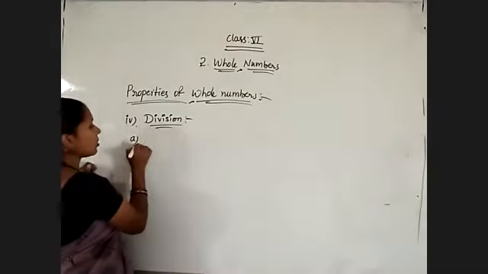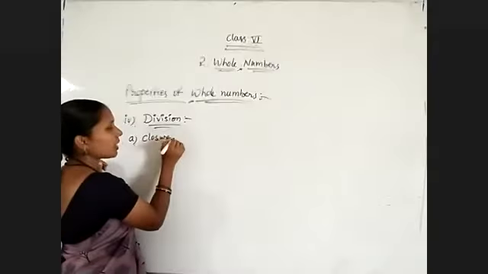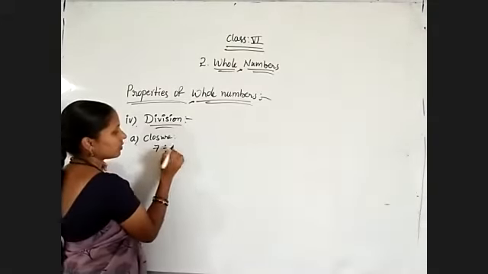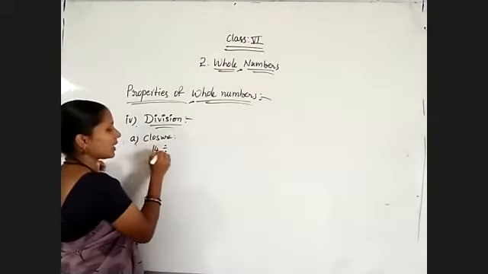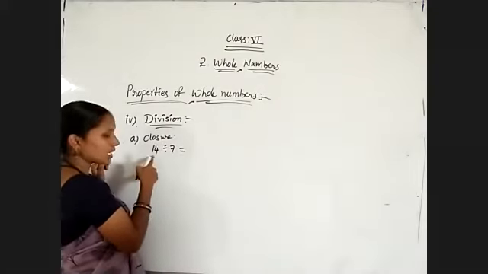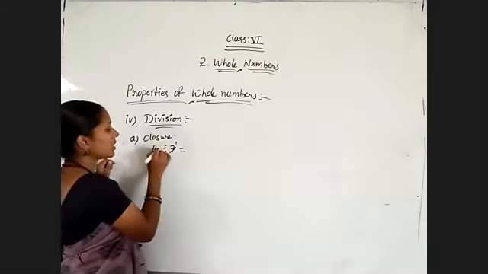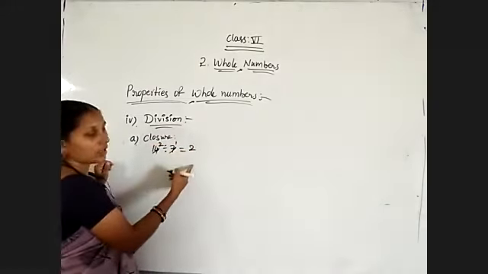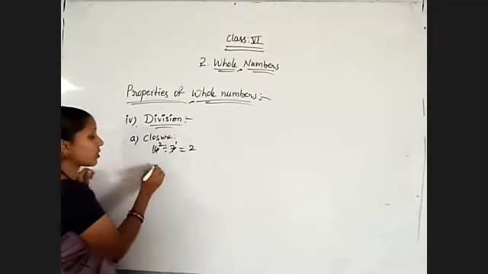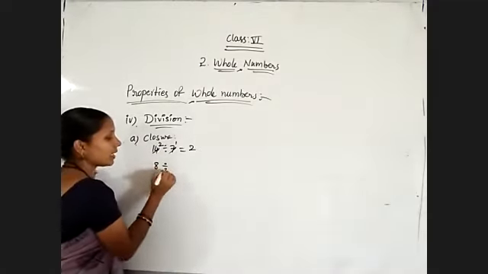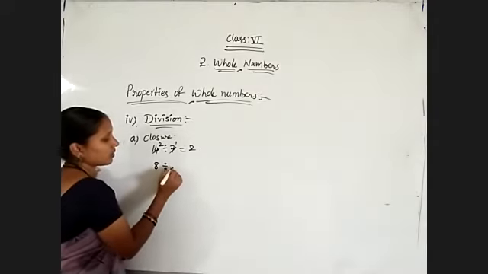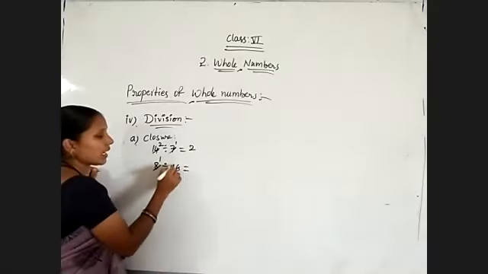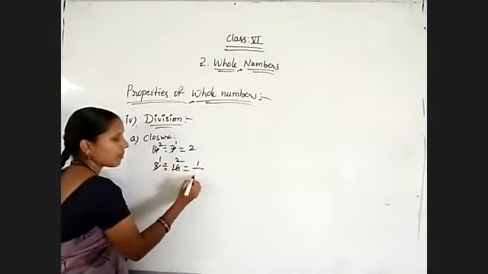First, as I told you, the closure property. With an example, I will tell you directly. 14 divided by 7 I am taking. 14 is a whole number, 7 is a whole number. 7 ones are 7, 7 twos are 14, so it is equal to 2 divided by 1, that is nothing but 2. Now suppose I am taking 8 divided by 16. 8 ones are 8, 8 twos are 16, that is 1 in the numerator by 2, 1 by 2.